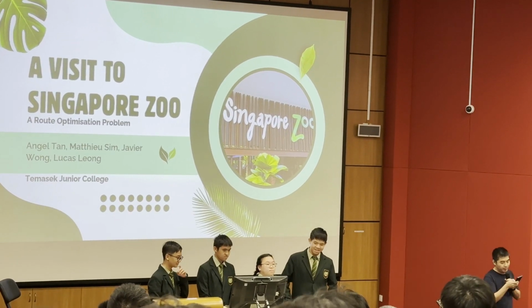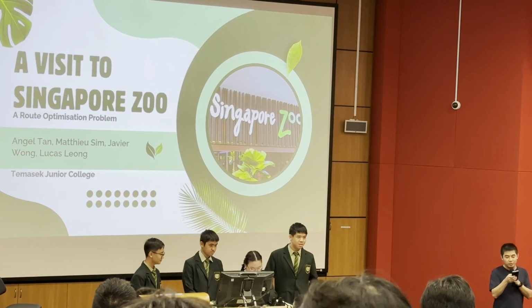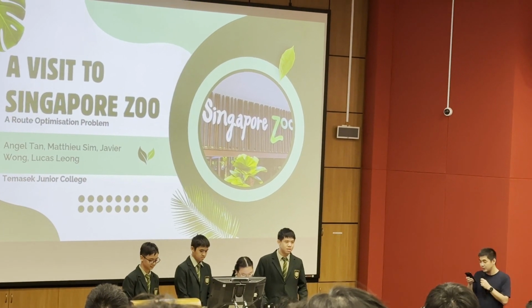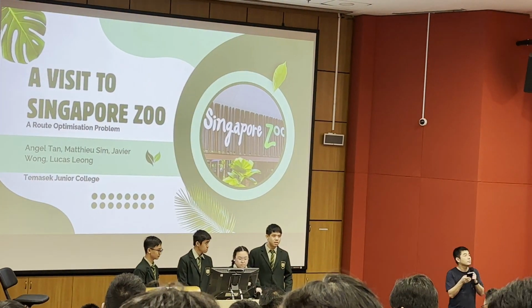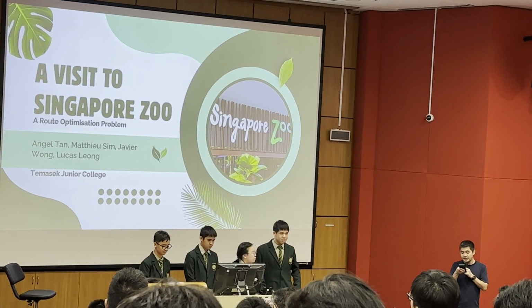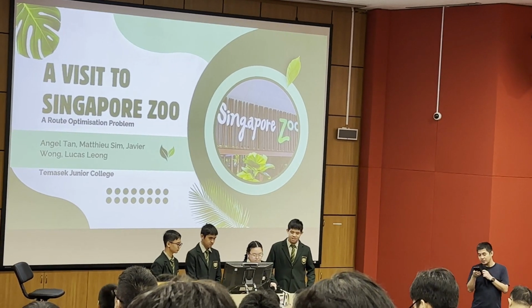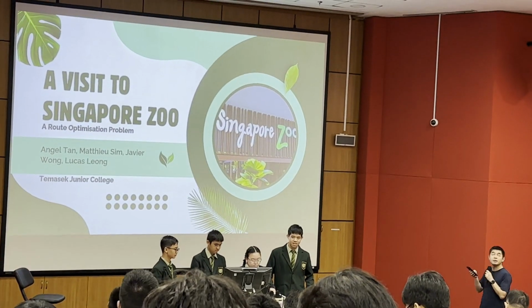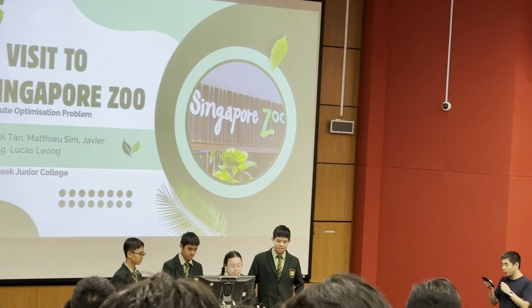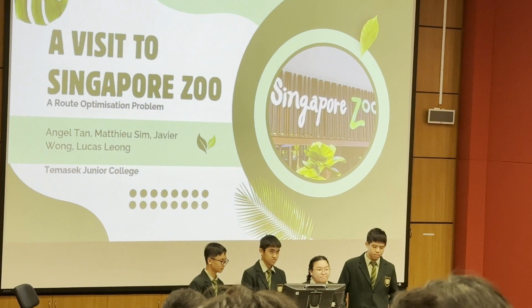This team from Temasek Junior College takes on the challenge of finding the best route through dozens of attractions using mathematics, with graphs, algorithms, and a dash of curiosity. They've mapped out the most enjoyable paths on the real-life streets. So let's now follow their trail and pay a visit to the Singapore Zoo. Okay, please.